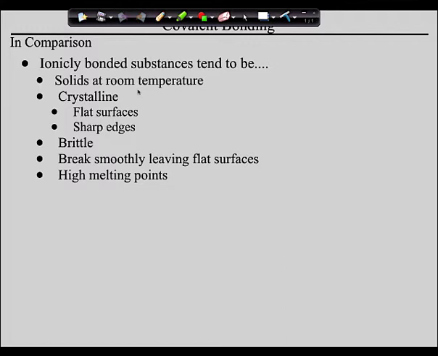If you don't believe me, go home, grab a saucepan, fill it up with table salt, and throw it on the stove. You're not going to get it to melt. Although it'd be fun to try.